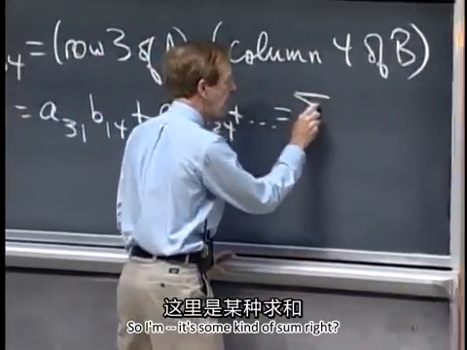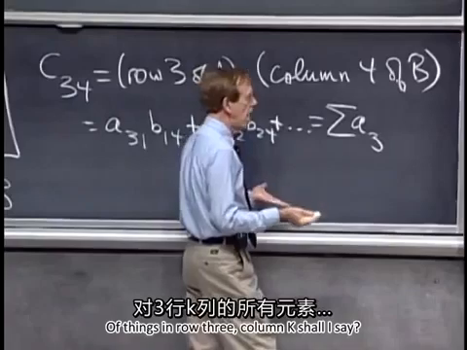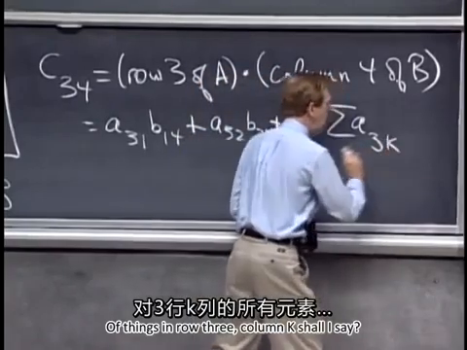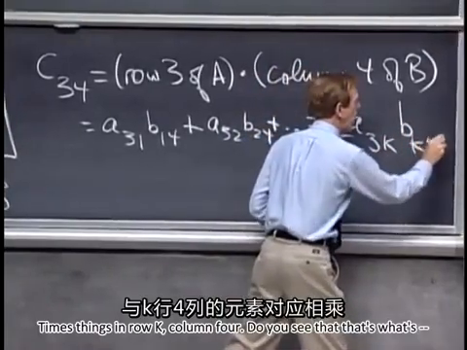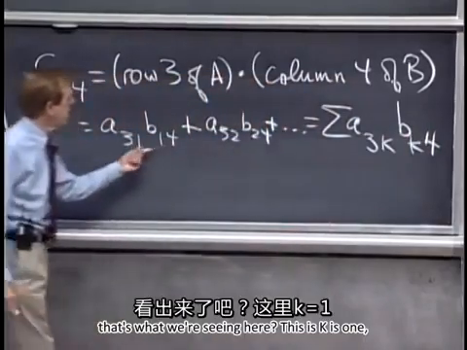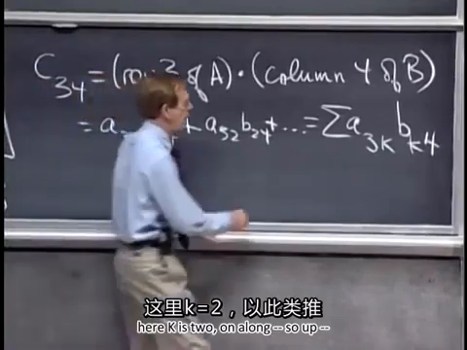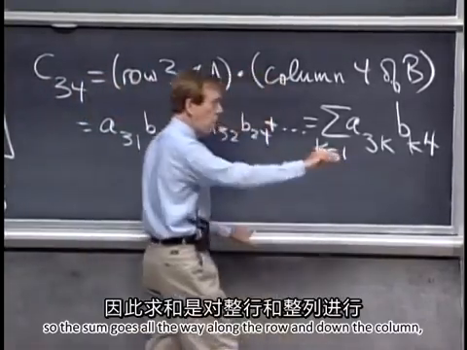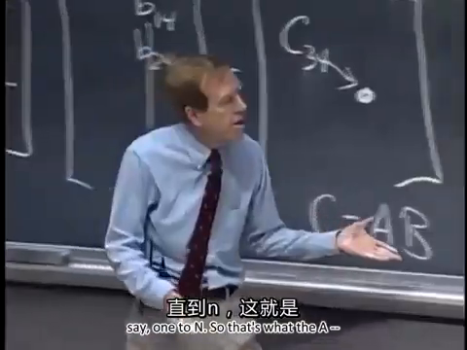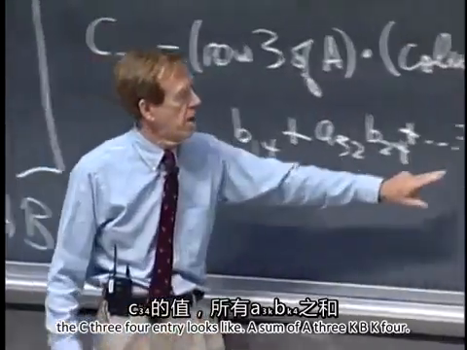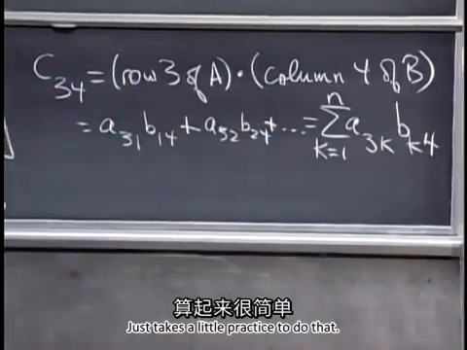So it's some kind of a sum, right, of things in row 3, column K, shall I say, times things in row K, column 4. You see that that's what we're seeing here. Here K is 1. Here K is 2, on along. So the sum goes all the way along the row and down the column, say 1 to n. So that's what the C34 entry looks like, a sum of A, 3K, B, K4. Just takes a little practice to do that.